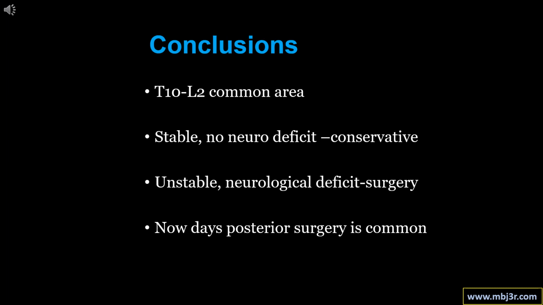Conclusions: thoracolumbar fractures are common in the T10, 11, 12, L1, L2 area. Stable, no neurological deficit, conservative treatment can be done. Unstable, neurological deficit, surgery. Nowadays, posterior surgery is common.